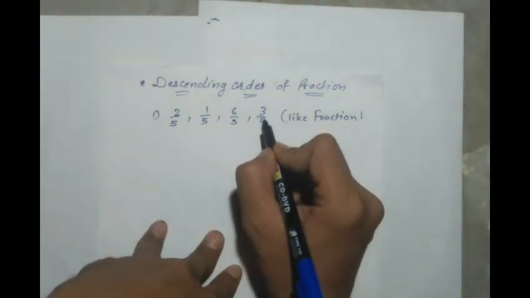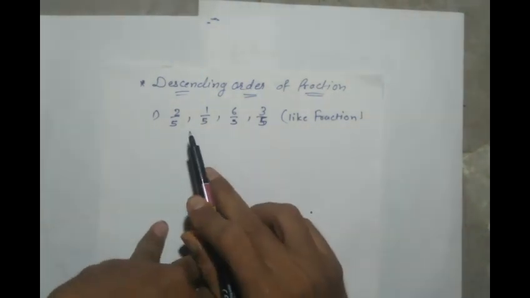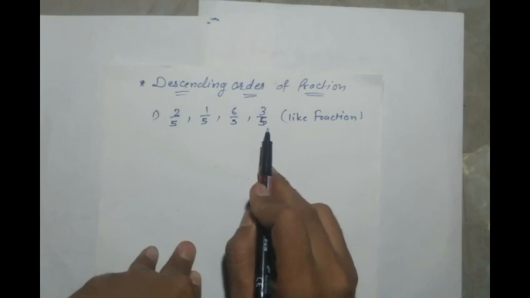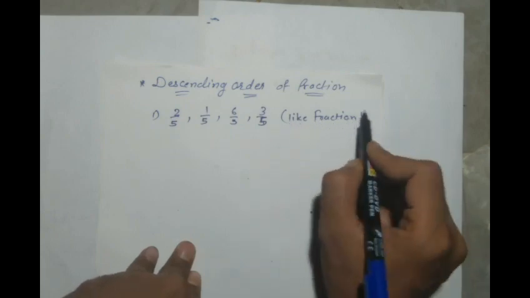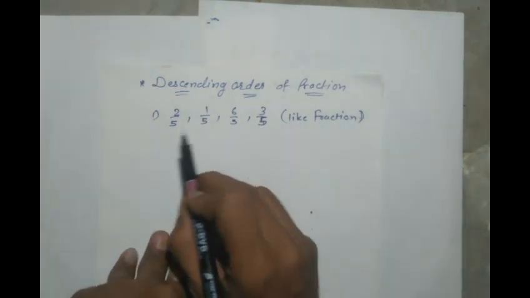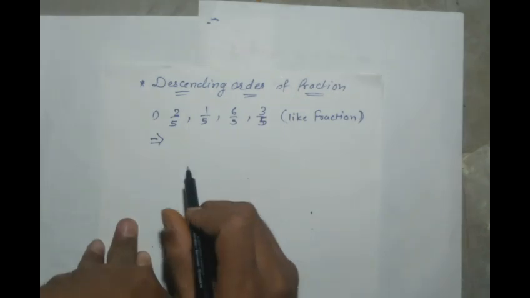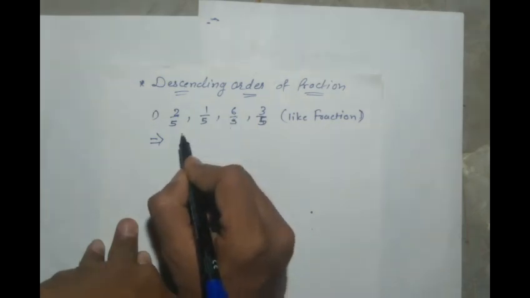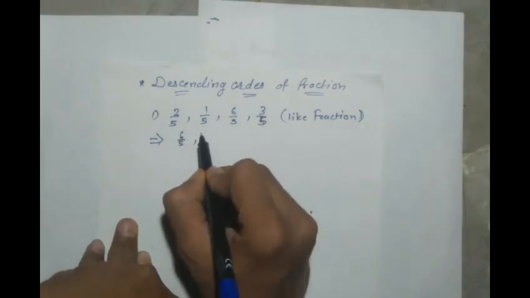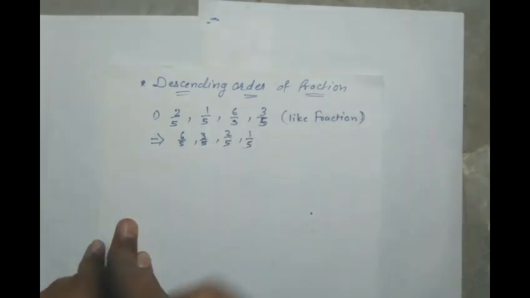You can see here example number 1, in which all the denominators are the same, so it is like fractions. In like fractions we don't have to see the denominator, we just have to see the numerator and arrange them in descending order. Descending order means bigger to smaller. So which is the biggest number in the given numerators? Here 6. So 6 upon 5, then 3 upon 5, then 2 upon 5 and then 1 upon 5. It's very simple and easy.